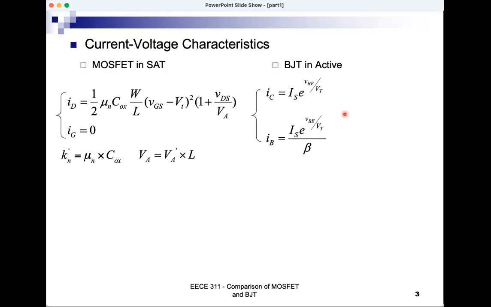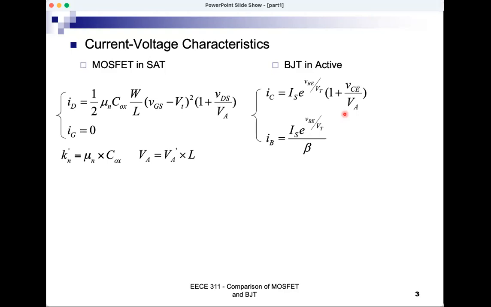If I have early effect in the BJT, then the expression of IC, this IS e to the VBE over VT, would be multiplied by 1 plus VCE over VA, where VA is called the early voltage. And this correction factor models the fact that IC may also depend on VCE in active, not just on VBE. So there may be an increase of IC when VCE increases in the active region.